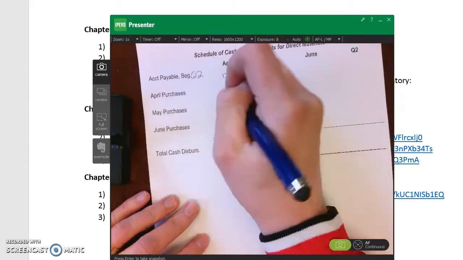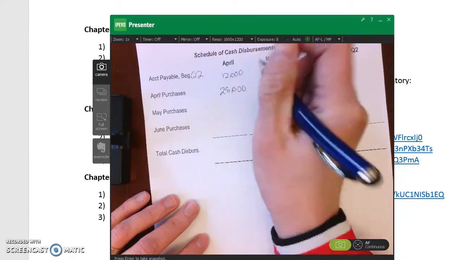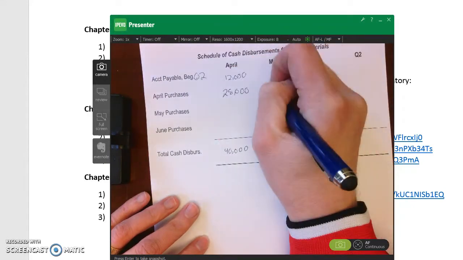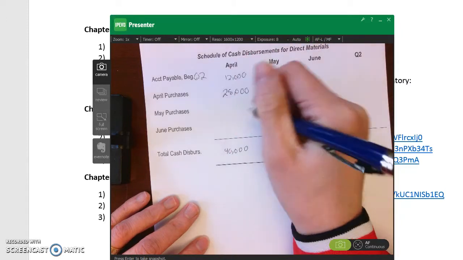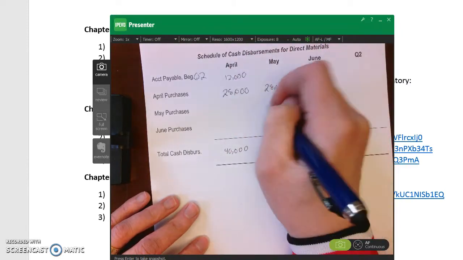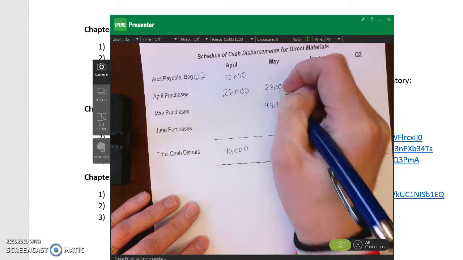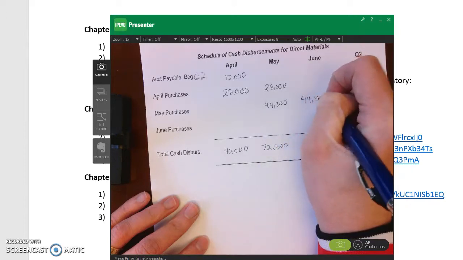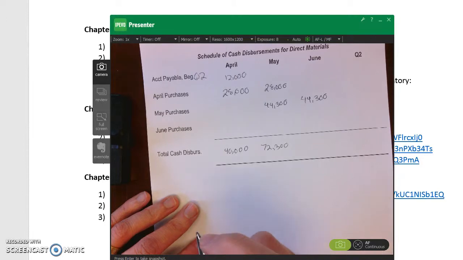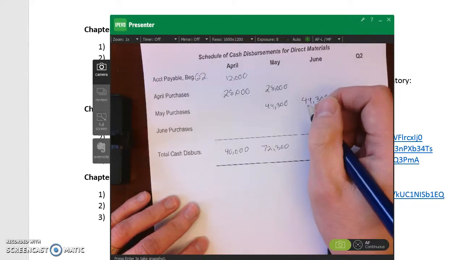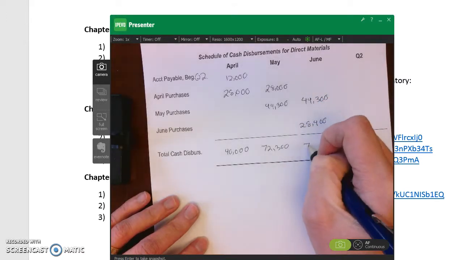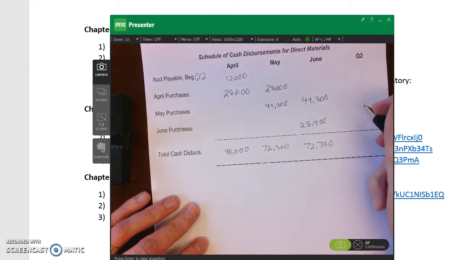So we come over here. 56,000 times 0.5 gives us 28,000. We add the two together, that gives us the 40,000. And then April purchases paid for in May is 28,000. May purchases paid in May is half of the 88,600, which is 44,300. Add the two, you get the 72,300. And then June purchases paid in June is half of the 56,800, which is 28,400. When we add down, we get $72,700. We can add across to get our total for quarter two, 185.